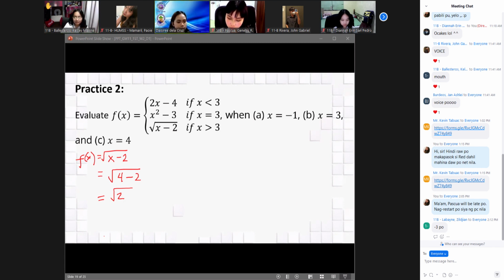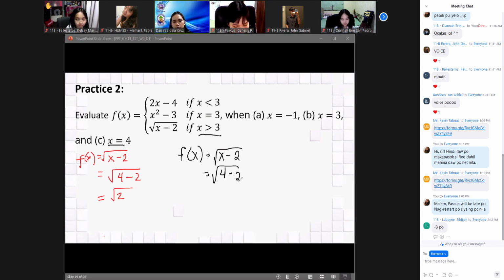Okay, so thank you, Kelsey. So now let's check if yung answer ni Kelsey is correct. So again, yung x natin is equals kay 4. And then 4 is greater than 3. So therefore, ang gagamitin nating function is yung f of x is equals to square root of x minus 2. And then, substitute lang natin. So, palitan lang natin yung x ng 4.